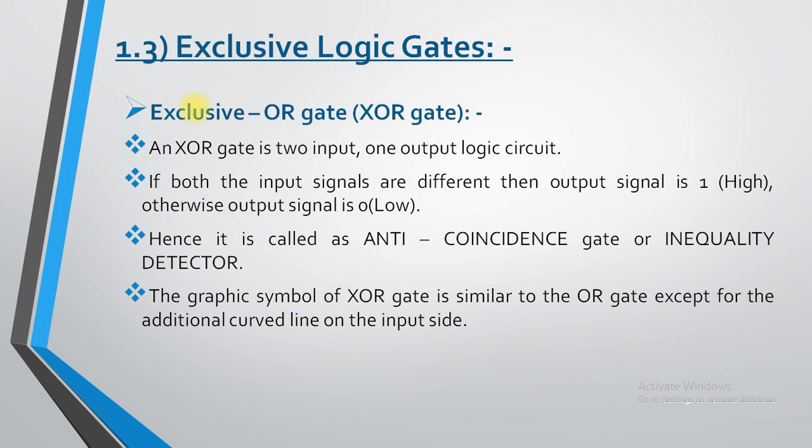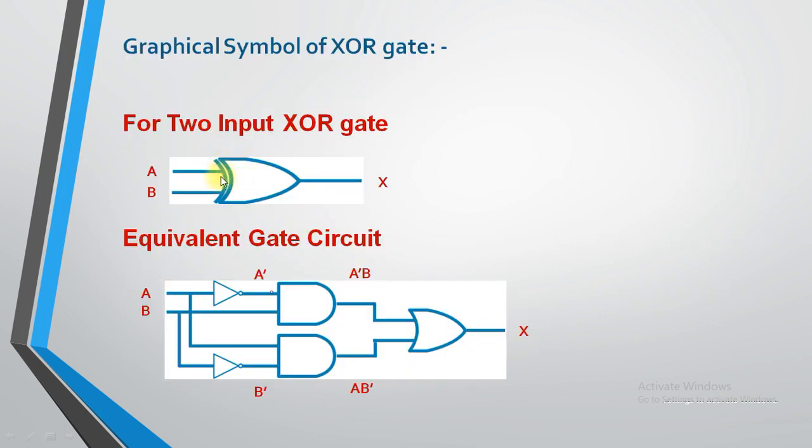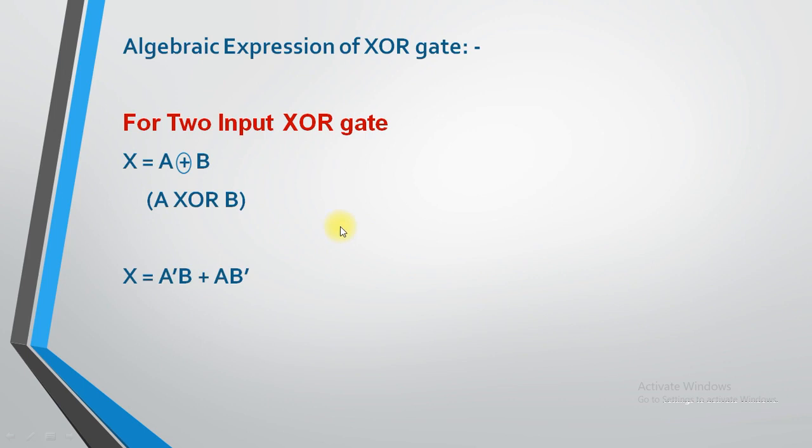When you want to draw the graphical symbol for XOR gate, it is similar to the OR gate. But you need to put one additional curved line on the input side over here. This is the first graphical symbol you can draw for XOR gate. Now I will explain this, but before that let us understand the Boolean expression of OR gate. This is the Boolean expression of OR gate.